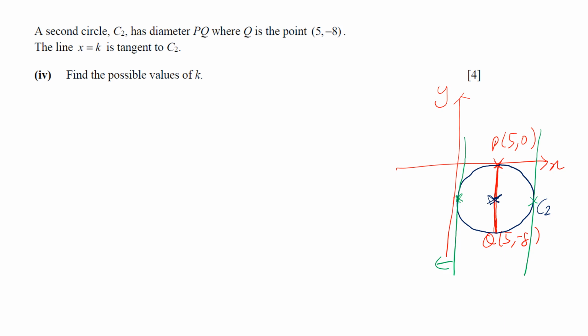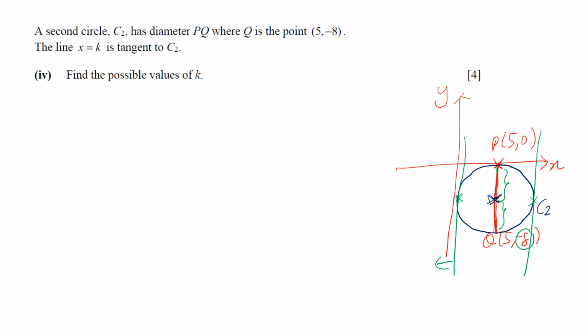Alright, so we need to find the radius first. The radius is just from here to here, right? That would be a radius. So the total distance is 8 units. Can you see? This is a vertical line. So to here, it's -8, which means 8 units. So this will be -4. That means the center is 5.